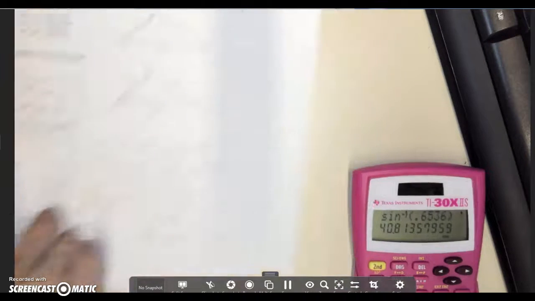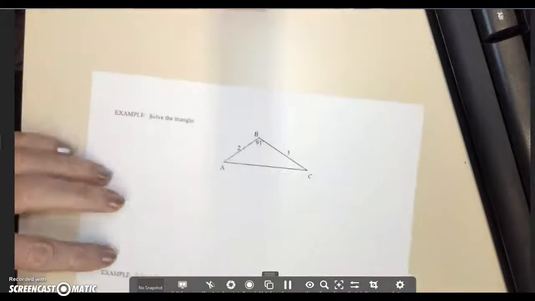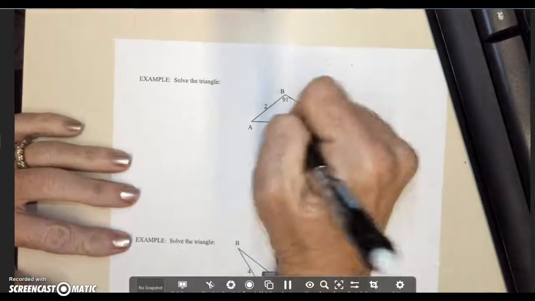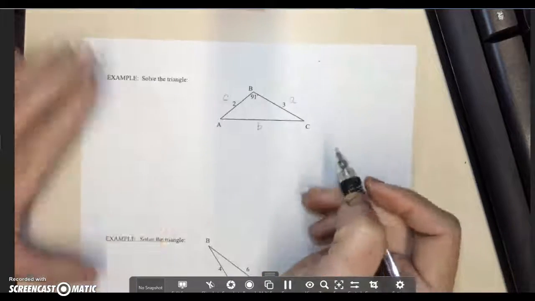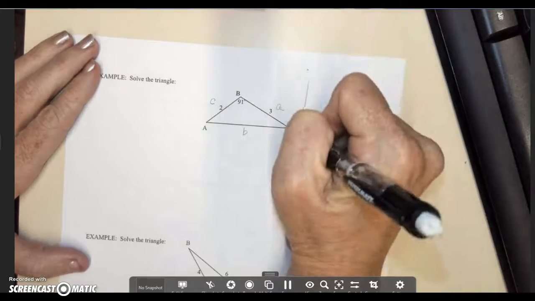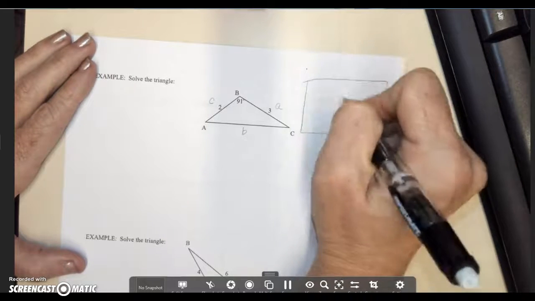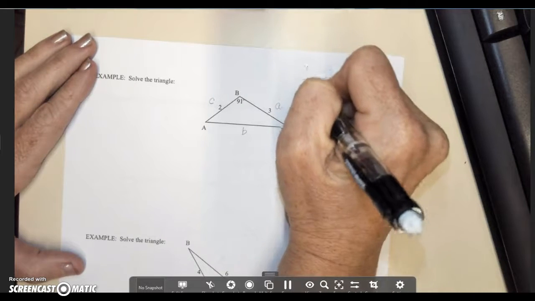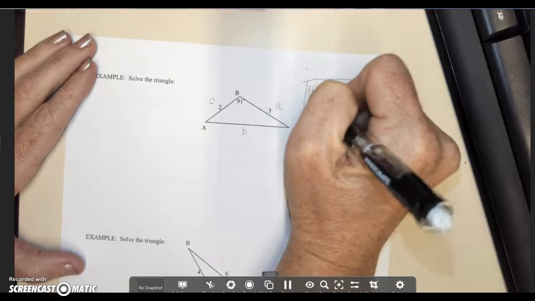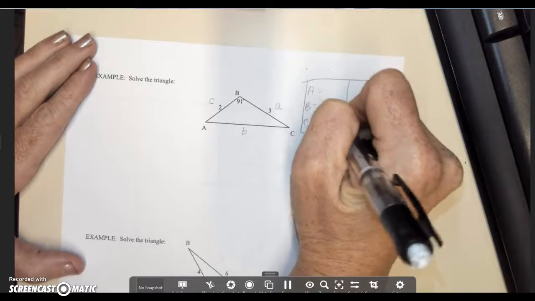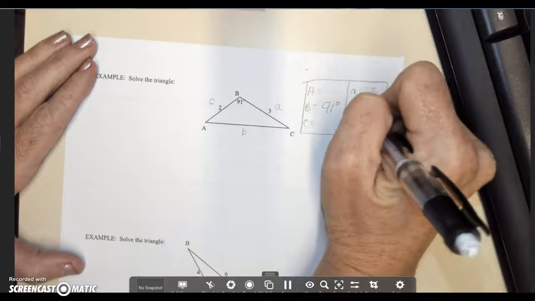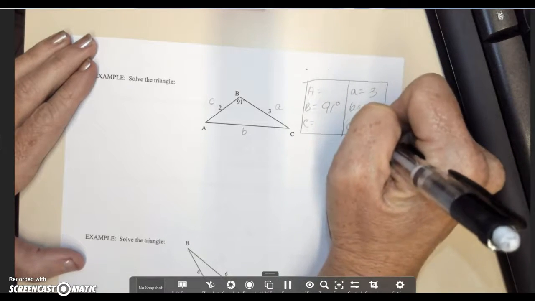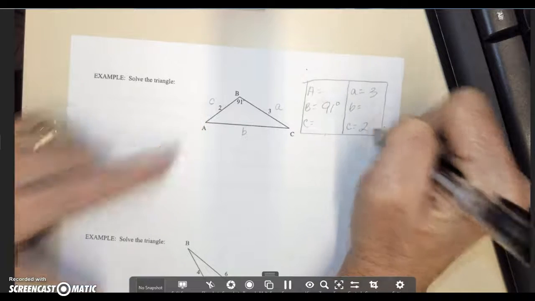Okay, let's do the next one. So again, let's label everything. I would do that first just so you don't get confused with things. And I'm going to put my chart over here this time, so I have some room. And I know that my angle B is 91 degrees. Side A is 3. Side B, I don't know. Side C is 2.